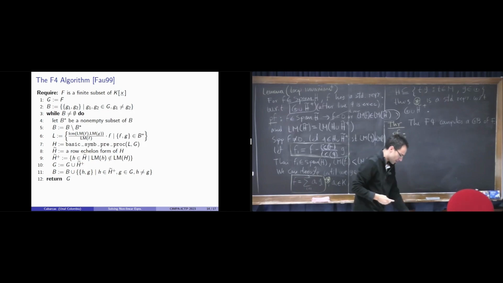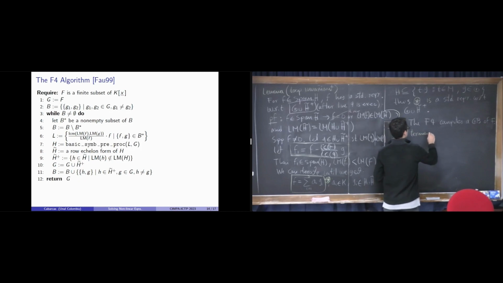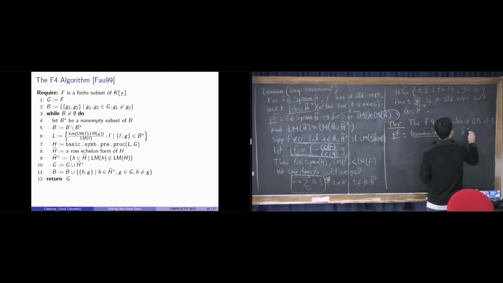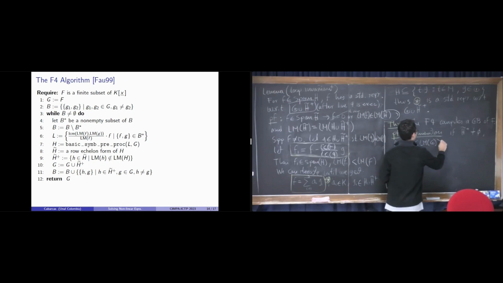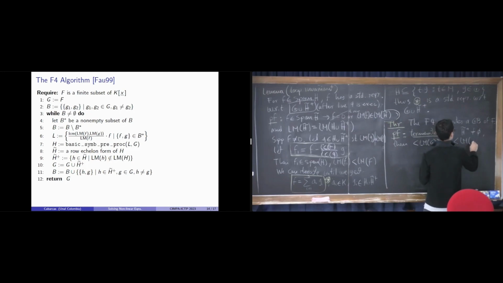With this in place, it's going to be very simple. The first thing is termination. Let's make sure that the algorithm terminates. This is because of the second observation we had. If H tilde plus is not empty, then the ideal generated by the leading monomials of G is strictly contained in the ideal generated by the leading monomials of G union H tilde plus.